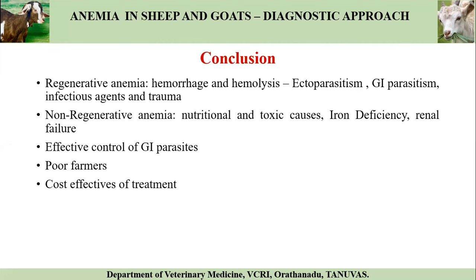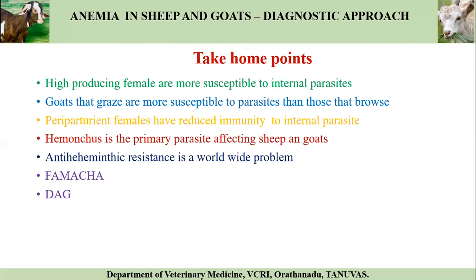So what are the take home points? Normally high producing females are more susceptible to internal parasites. Goats that graze are more susceptible to parasites than those that browse. Periparturient females have reduced immunity to internal parasites. Among all the endoparasites, Haemonchus is the primary parasite affecting sheep and goats.